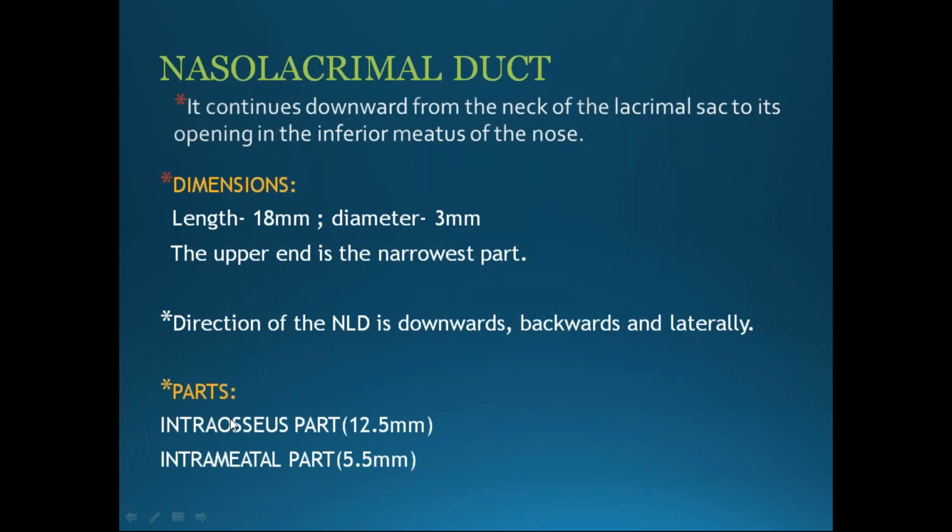It is divided into two parts: the intraosseous part, which is about 12.5 mm, and the intrameatal part, which is about 5.5 mm. The size of the intraosseous part is about 12.5 mm, and the intrameatal part is 5.5 mm.